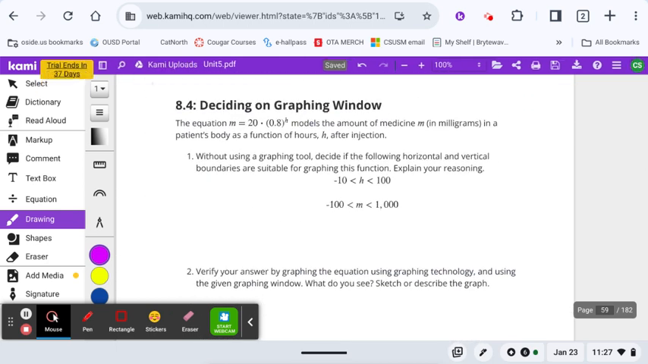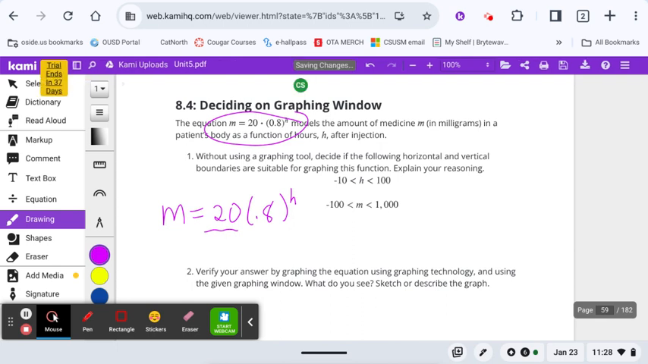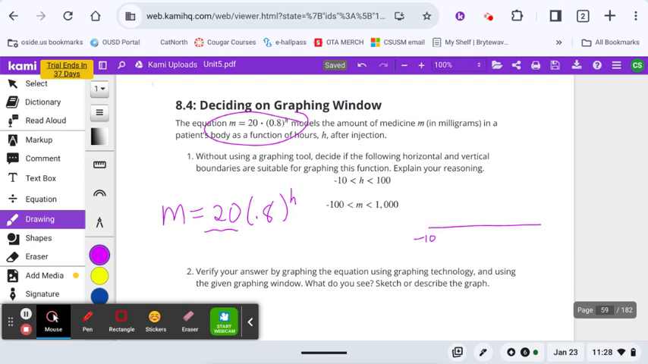Finally, we looked at a scenario where we made a guesstimate on this equation and said, do we think this window would be a good window for graphing this on a graphing calculator or on an online calculator? Well, this is a function that begins at 20 and is going down to 0.8 of its remaining value with each step. So picture that I've got an axis that goes from negative 10 to 100, and then I've got an axis that goes from negative 100 to 1,000. But this function only starts at 20, way down here, and it's going down in value.